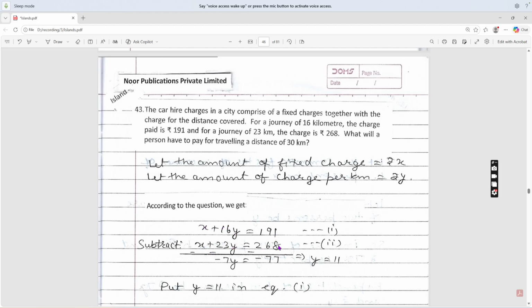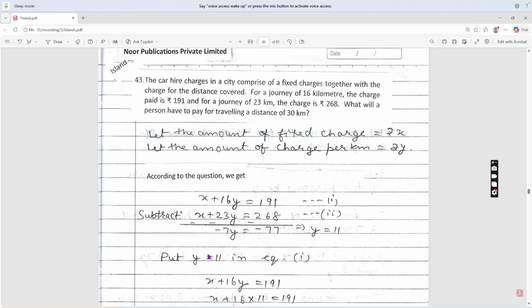Here the bill is 268. Now subtracting, the x plus is going to be converted into minus. So 16 minus 23 is minus 7y, and 191 minus 268 is equal to minus 77. So y is equal to minus 77 upon minus 7, that is equal to 11.